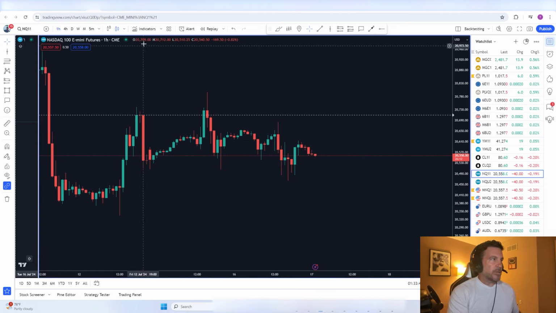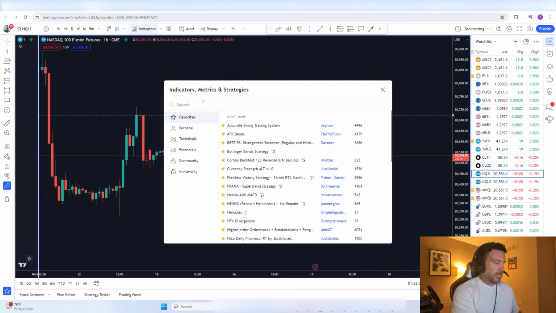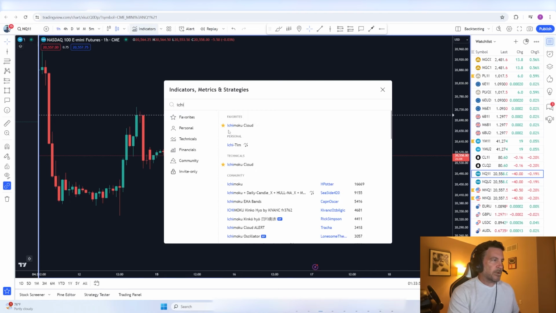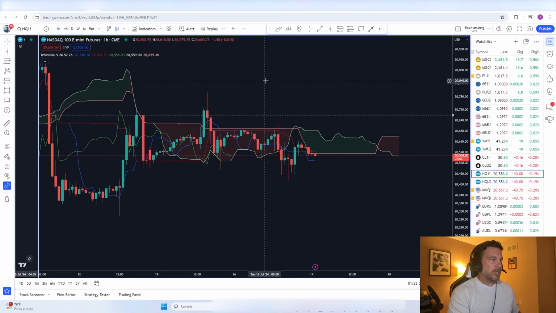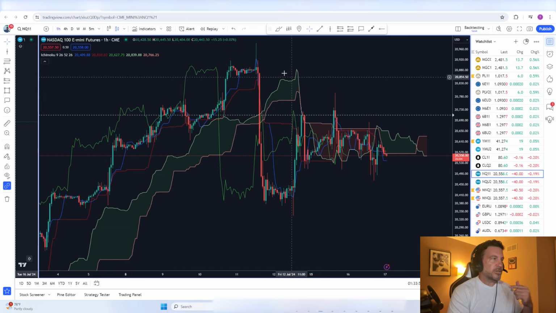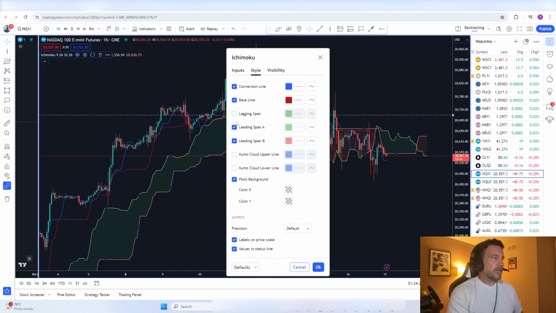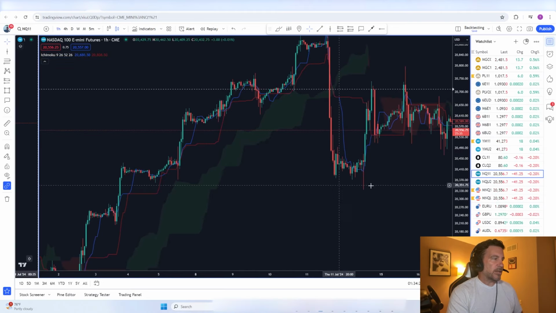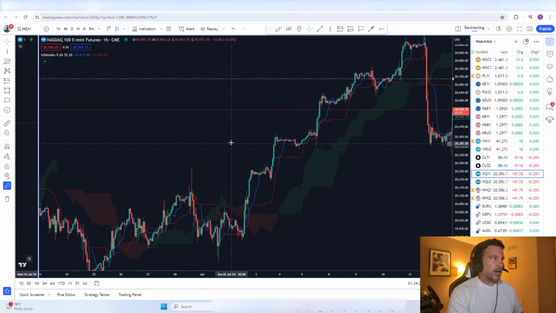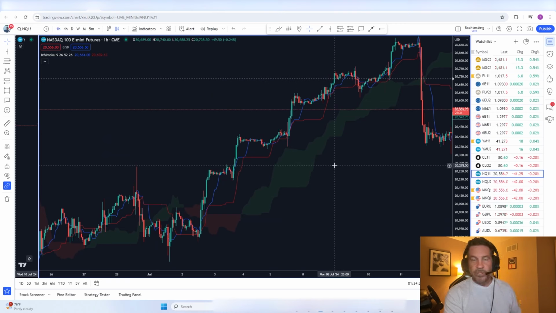So on my chart up here, I'm going to go to indicators. I'm going to type in Ichi. It's one of my favorites, and I'm going to put it on the chart. And then very quickly here, I'm going to take a lot of this junk off so you can see it. I'm going to go to my settings right here, and I'm going to remove the lagging span, the leading span A, and the leading span B, just so I can see the cloud. So here's how I use this in a nutshell and have used it in the past.